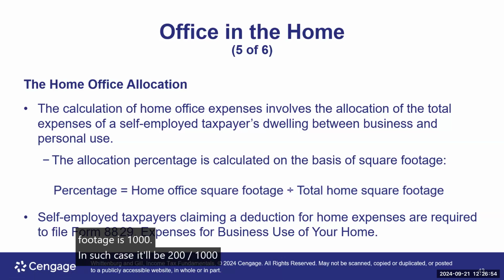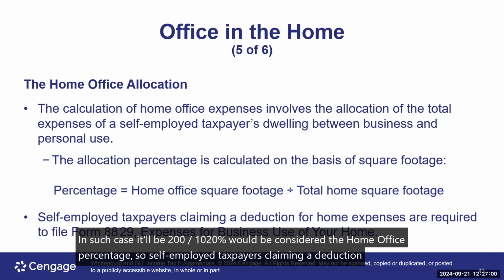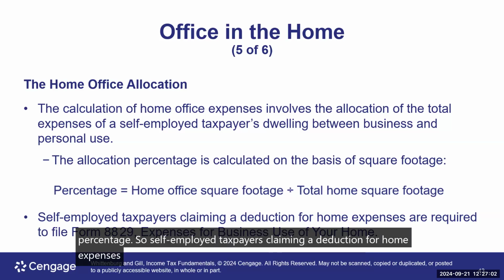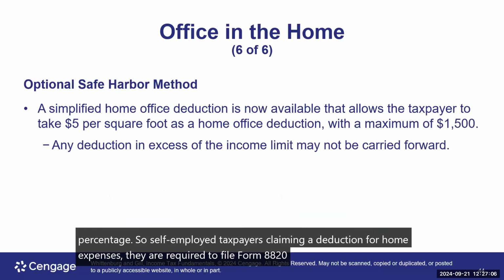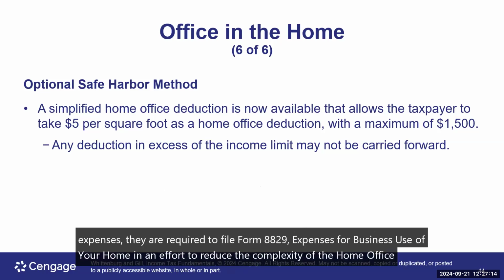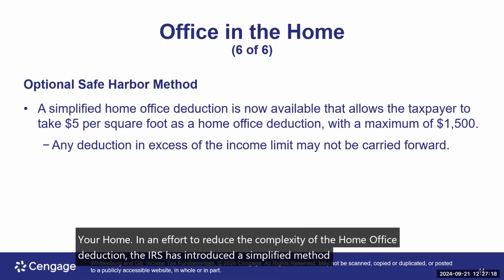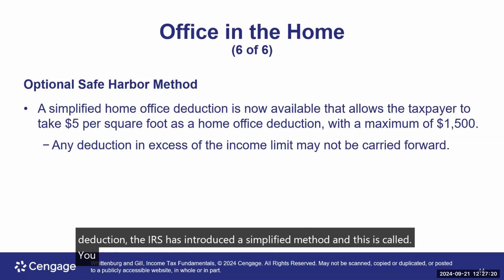20% would be considered the home office percentage. So self-employed taxpayers claiming a deduction for home expenses are required to file Form 8829, expenses for business use of your home. In an effort to reduce the complexity of the home office deduction, the IRS has introduced a simplified method, called the safe harbor method, and it's optional.